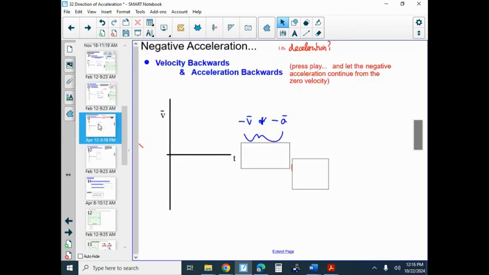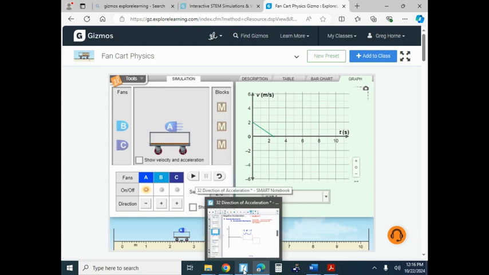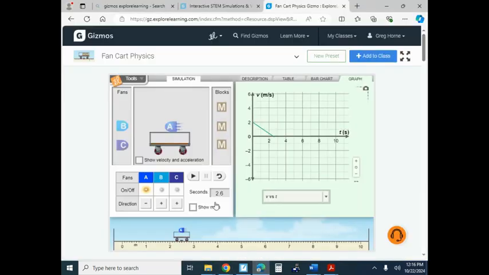Velocity backwards and acceleration backwards. So in this one, we're going to have the velocity backwards and the acceleration backwards. So we're going to have an initial velocity. Oh, I have to basically press play now, right? There's no way to set up an initial velocity of a negative value in this program, but I can just press play and let it go, and I have a negative velocity and a negative acceleration. What's that going to look like? Well, we can press play and see that one, right? So you're going to see this kind of picture.